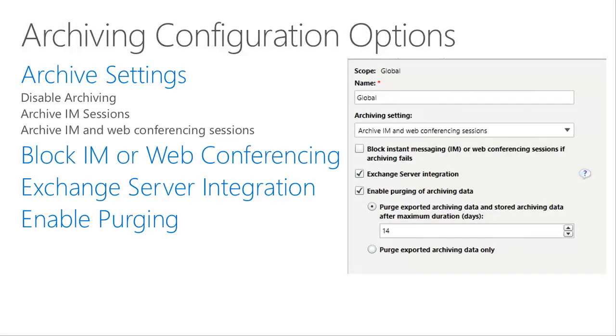The other option we have is purge exported archiving data only. So I work at a bank. I want to put my chats in a third-party tool. Maybe it's somebody that's got a compliance store out there. I have an export running, then I purge it. If it doesn't get exported, I don't want to purge it from the database.